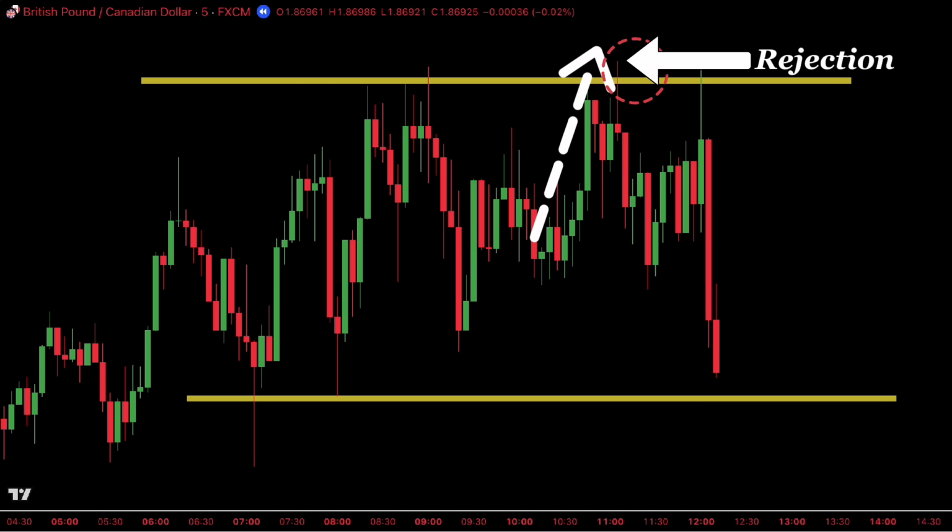Price moves between support and resistance. Buyers and sellers are balanced, and your role as a trader is to stay patient and wait for price to reach key levels before making any decision.